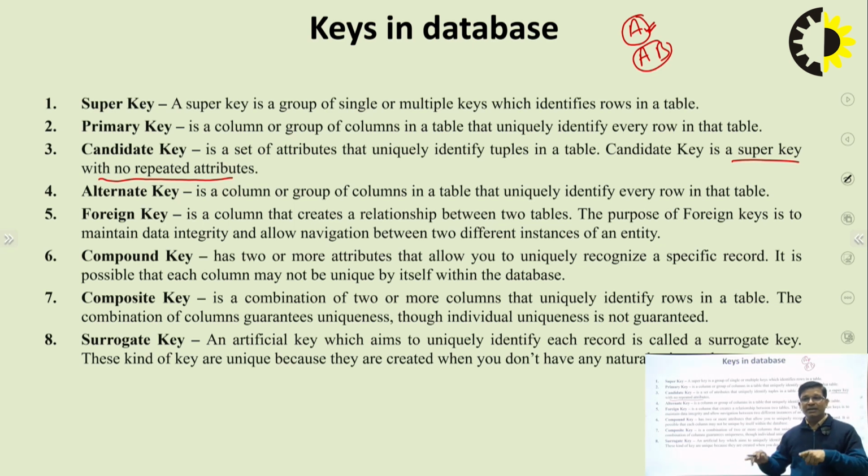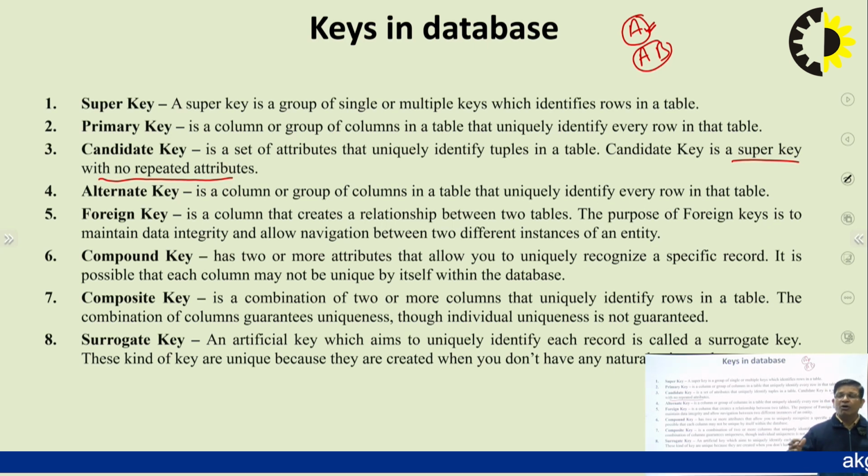Foreign key is in another table and is treated as a foreign key because this data can be fetched from the primary key only. Compound key. It has two or more attributes that allow you to uniquely recognize a specific record. And it is possible that each may not be unique by itself within the database. Composite key, it is a combination of two or more columns. Like, for example, name can be further divided into first name, middle name, last name.